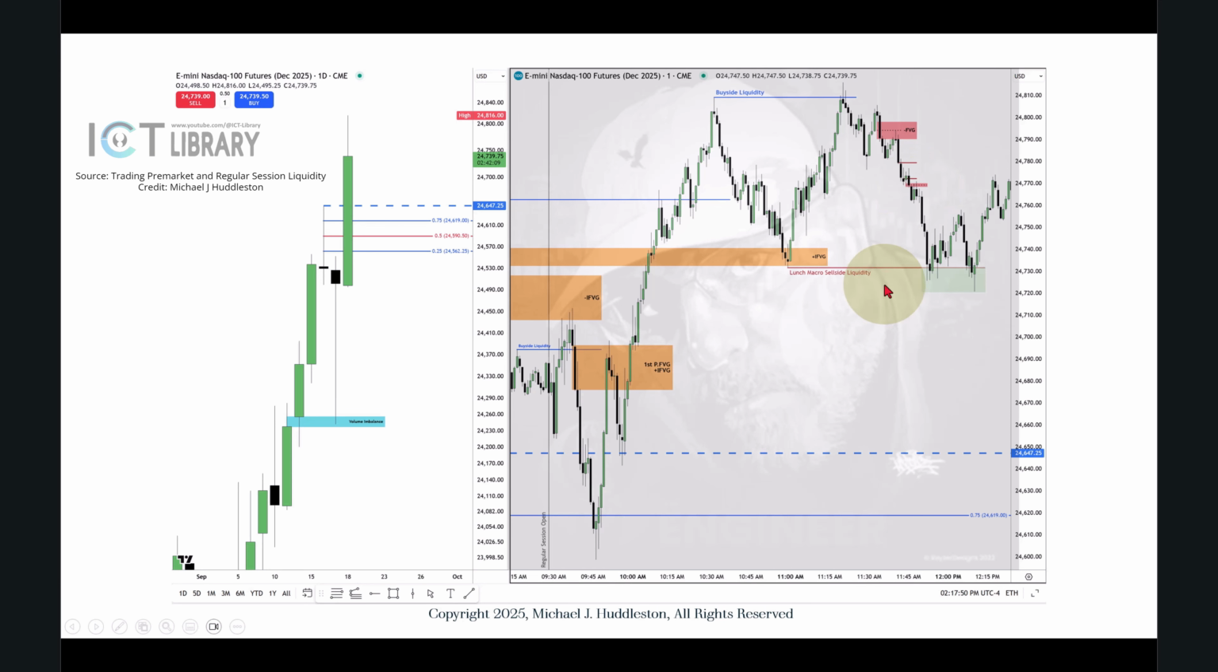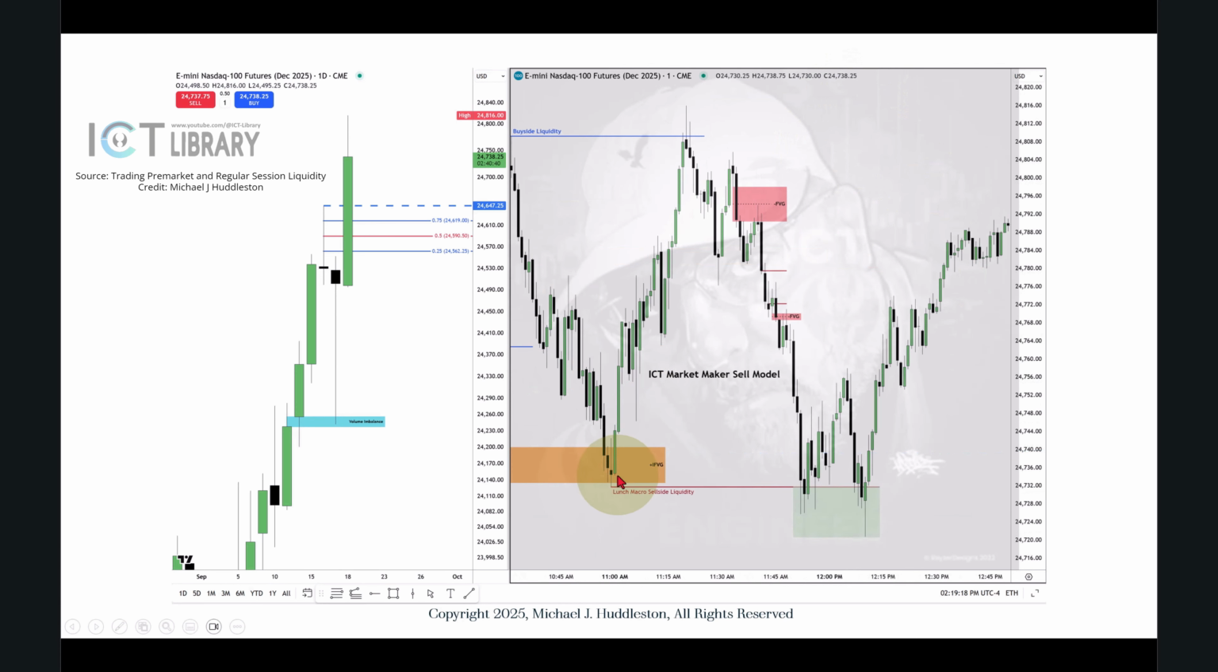But for now, I want you to look at what this is. You see that? Look at that. So not only is it a lunch macro, sell side liquidity pool raid, retracement into the daily range, but all over here to down here, watch, all of this, we're going to zoom into this. This is a fractal. We're going to zoom into that. You're going to see it's my ICT market maker sell model.